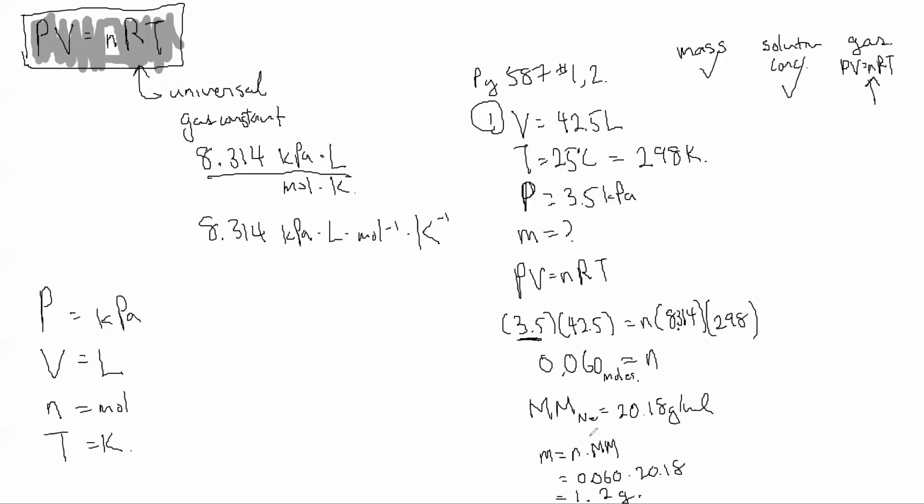1.2 grams of gas would fill 42.5 liters of space at room temperature if the pressure of the gas inside the volume, inside the canister or whatever, is 3.5 kilopascals. Good. Clearing the screen to do number 2 in 3, 2, 1.